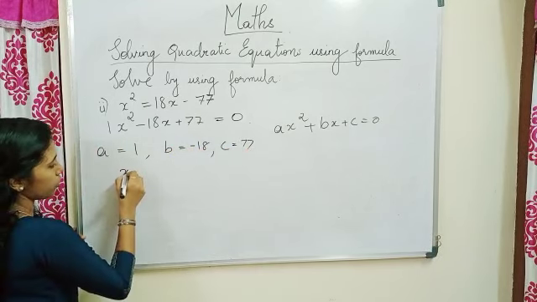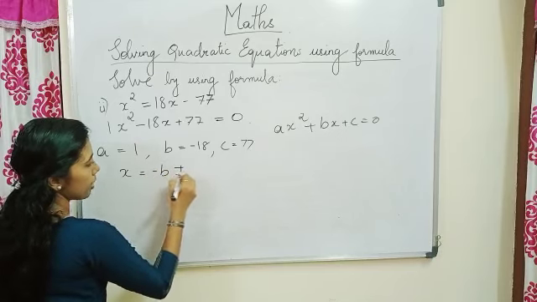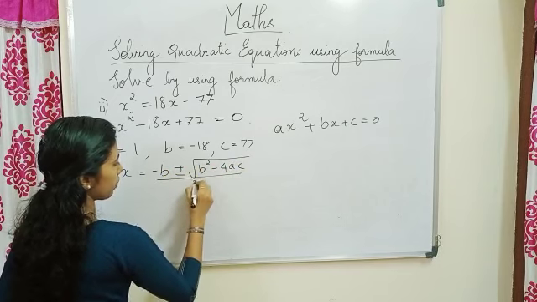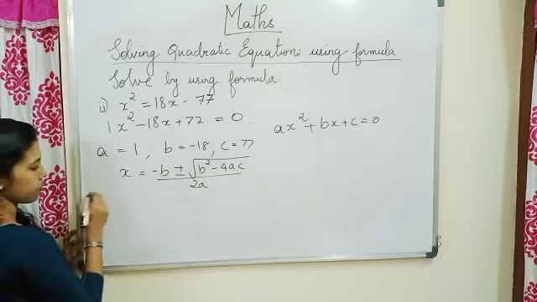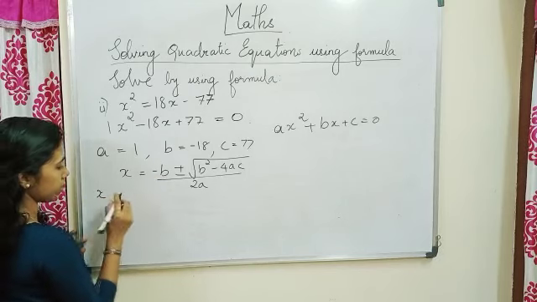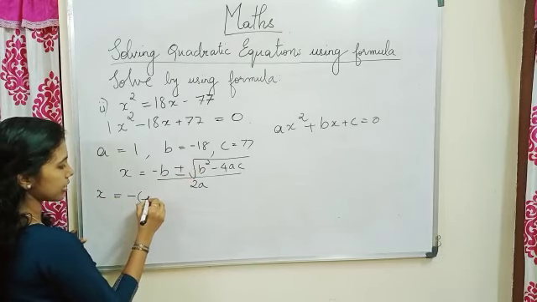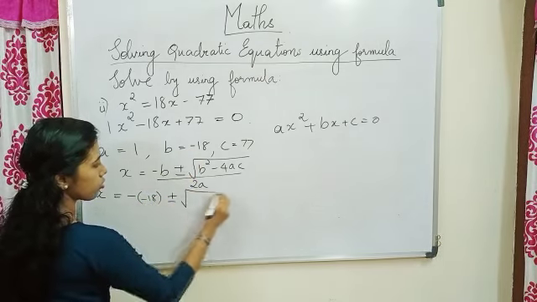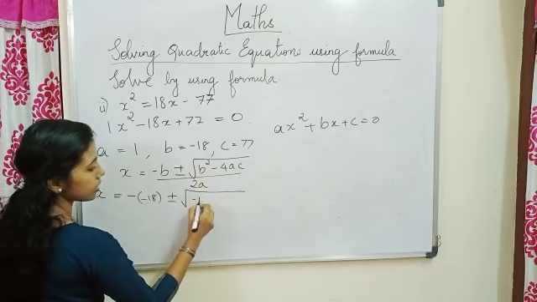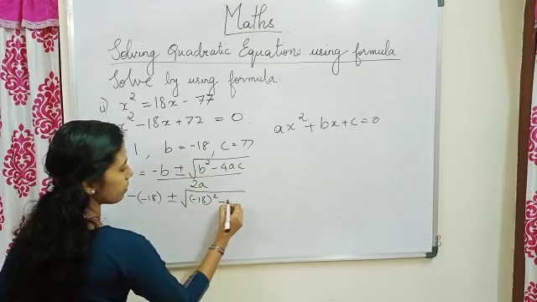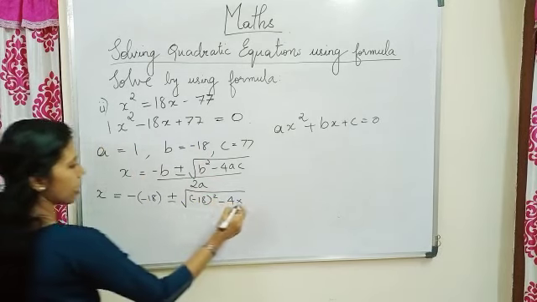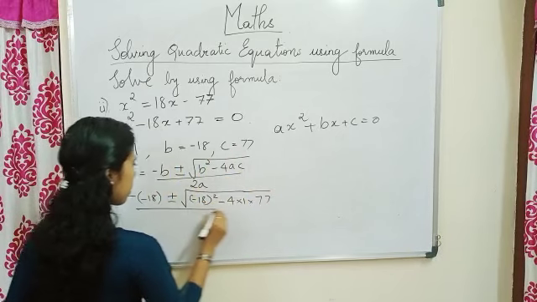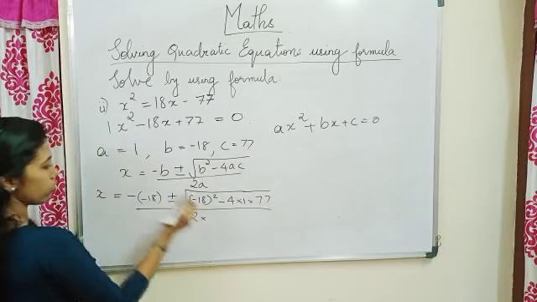Then our formula x is equal to minus b plus or minus root of b square minus 4ac by 2a. We have to substitute the values of a, b and c. x is equal to minus b, minus of minus 18, b's value is minus 18. Minus of minus 18 plus or minus root of minus 18 the whole square minus 4 into a's value 1 and c's value 77, divided by 2 into a's value 1.